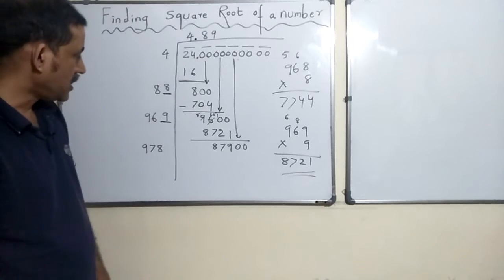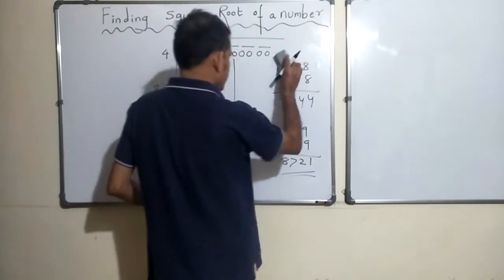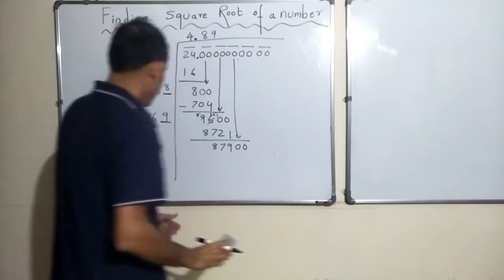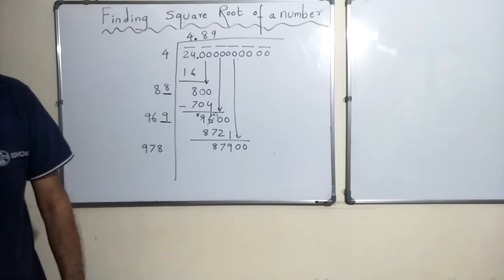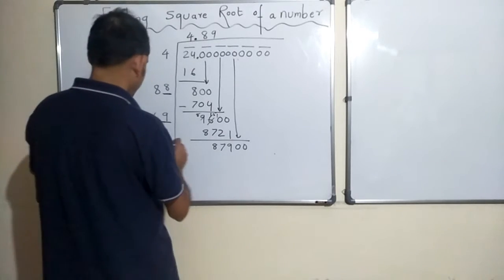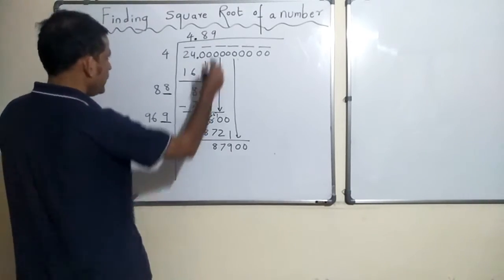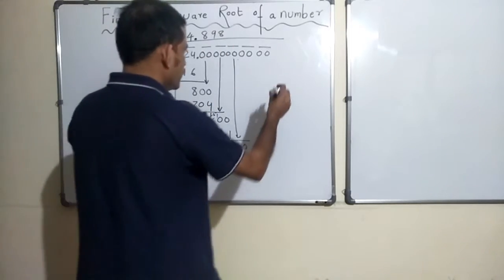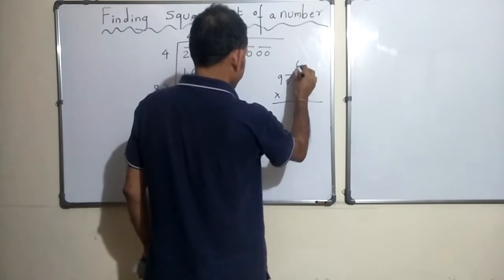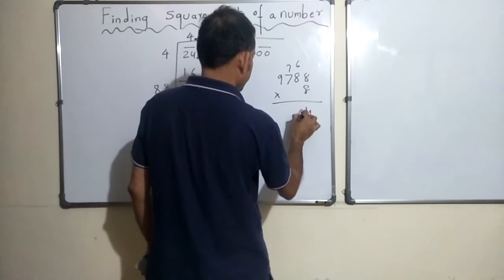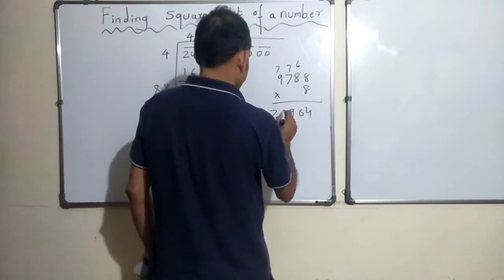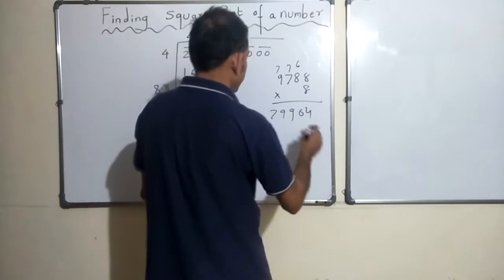Now find out for yourself what that digit would be, right? And my calculation says that it is 8. So 8 you add here and 8 you add here. So 9788 into 8: 8 8s are 64, 8 7s are 56, 8 9s are 72, something like this, right? And what about this?